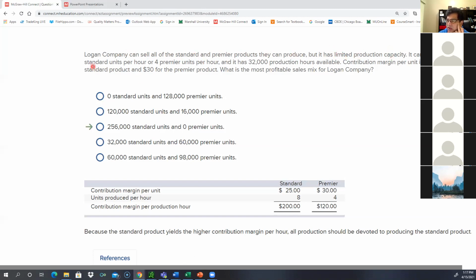It can only produce 8 standard units per hour or 4 premier units per hour, and it has 32,000 production hours available. So in this case, you've got the contribution margin per production hour, 200 for standard and 120 for premier, right? So basically what they're saying is the maximum you can produce is 256,000 standard units from whatever hours are available.